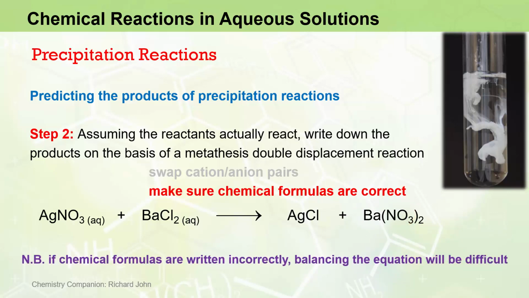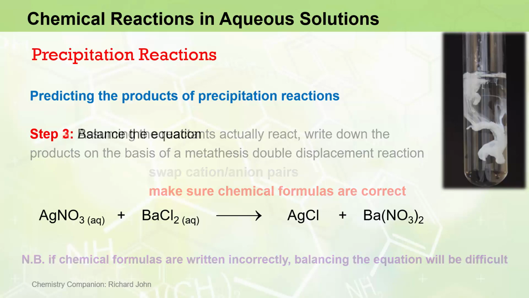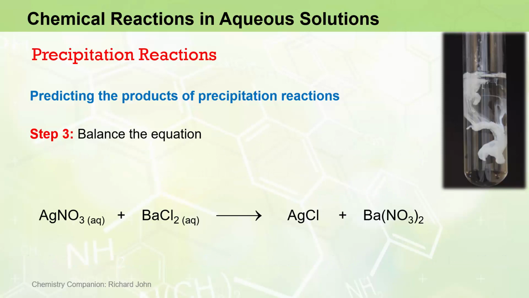And we should also point out at this stage that if any chemical formulas are written incorrectly, you will find it very difficult, if not impossible, to balance the overall chemical equation. The next step, step 3, is to balance the chemical equation.